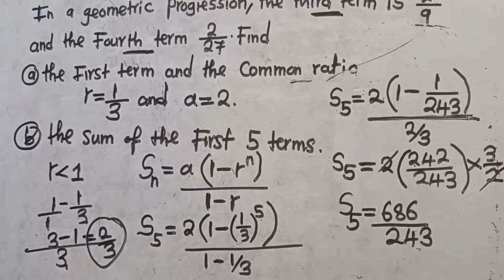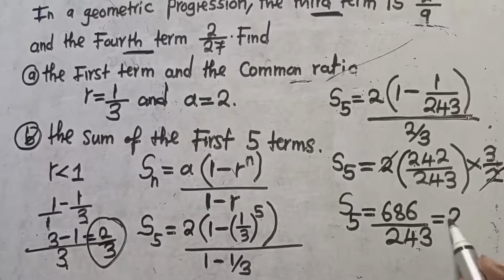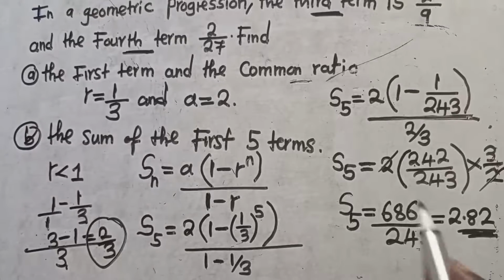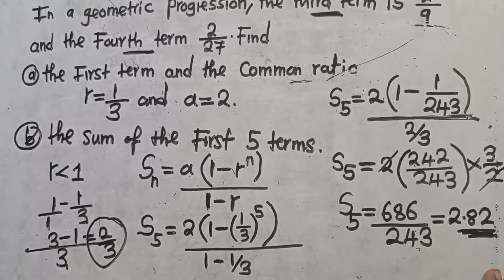So if you divide there, you discover that the answer you are going to get will be about 2.82. So you can end here or there. They are still going to mark you. So this is the sum of the first 5 terms. This is what you need to do.